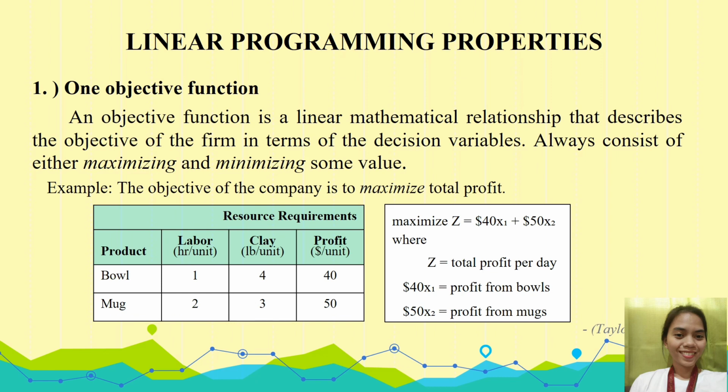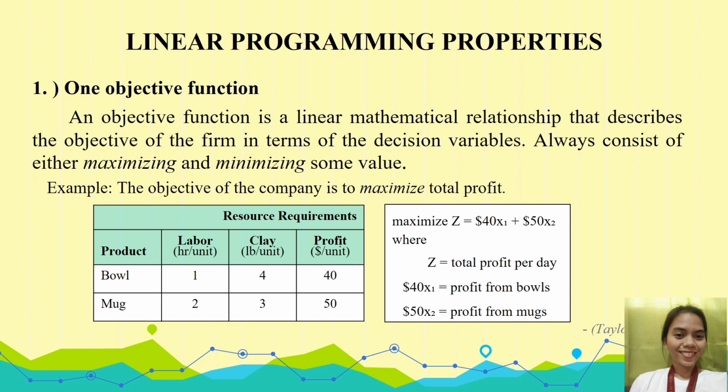So the first linear programming property is that it must have one objective function. Objective function is a linear mathematical relationship that describes the objective of the firm in terms of the decision variables. Decision variables are mathematical symbols that represent levels of activity by the firm. In the example below, our decision variables are the number of bowls and mugs to produce. Moreover, objective function always consists of either maximizing or minimizing some value.